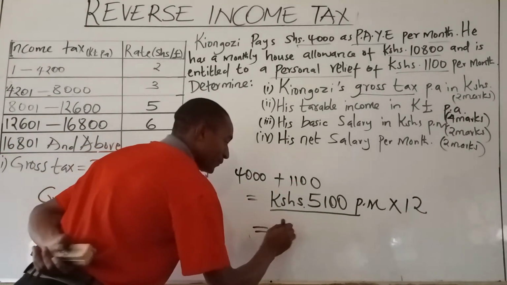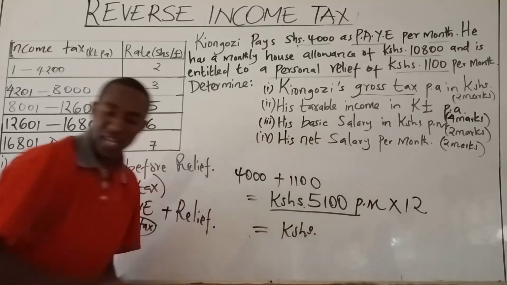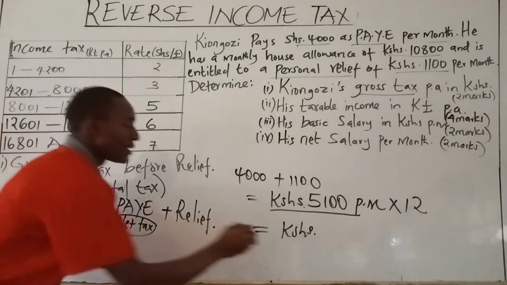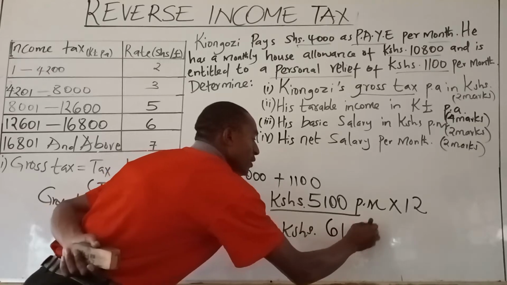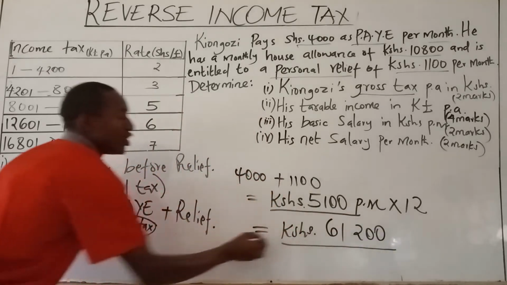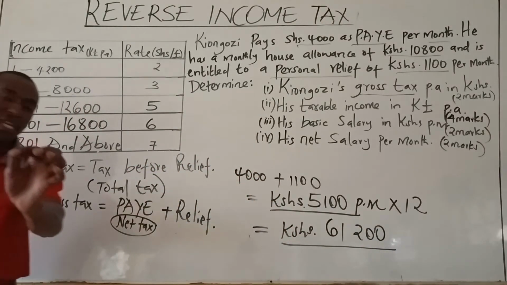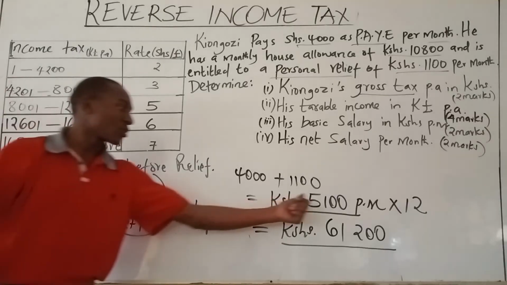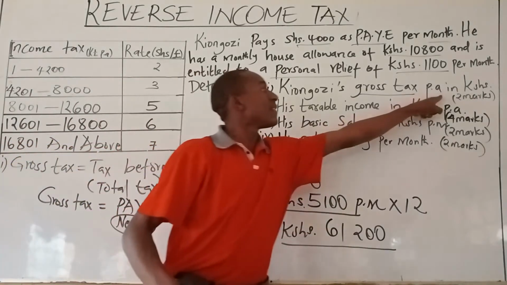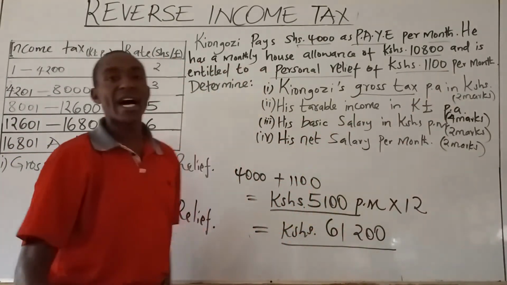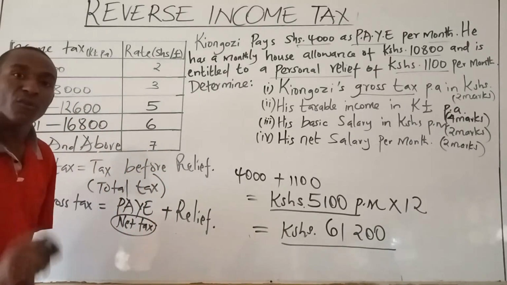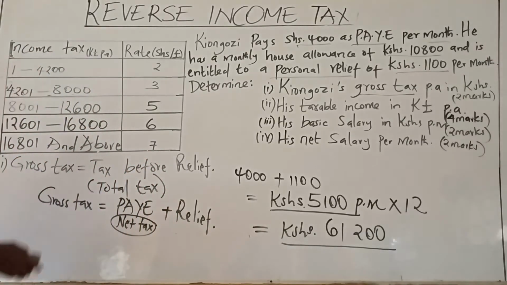This gives you, multiply with 12 and you get 61,200 shillings. Important notes here: correct formula, correct application, and the units that you are given. Out of 10, we are looking for 8 more marks.